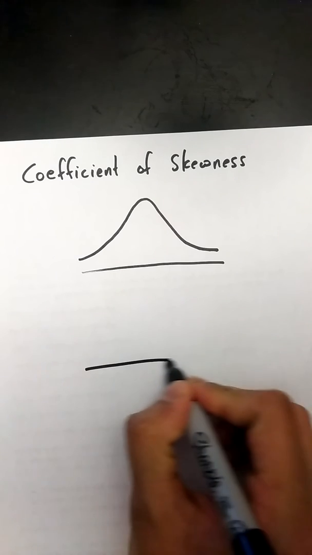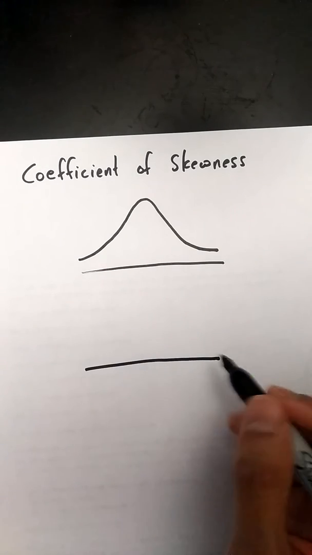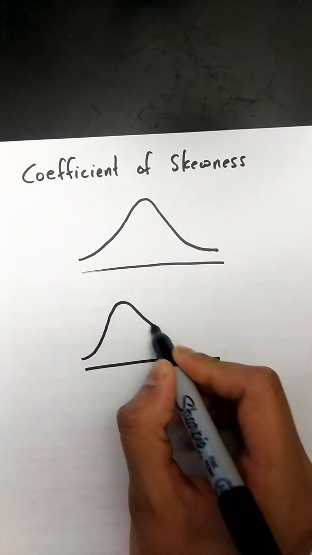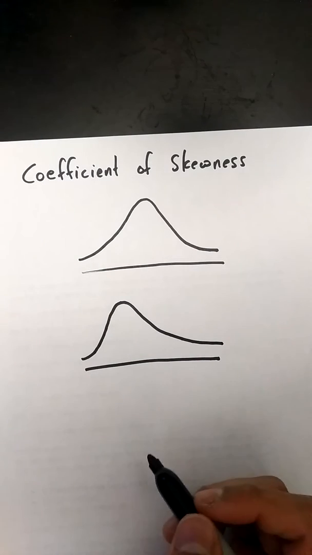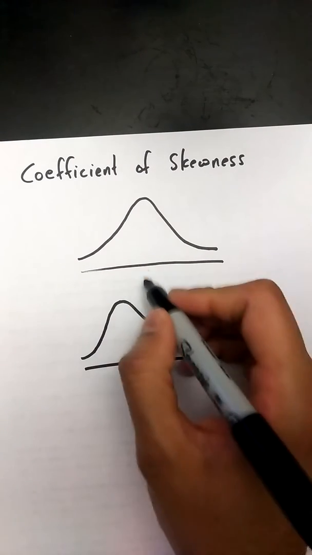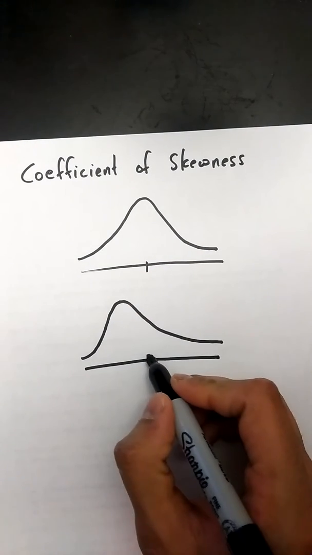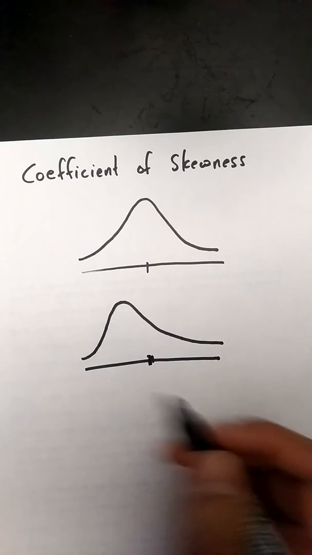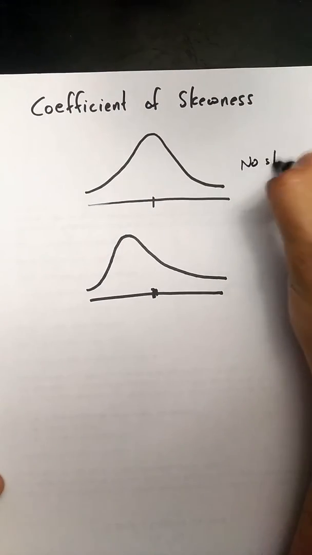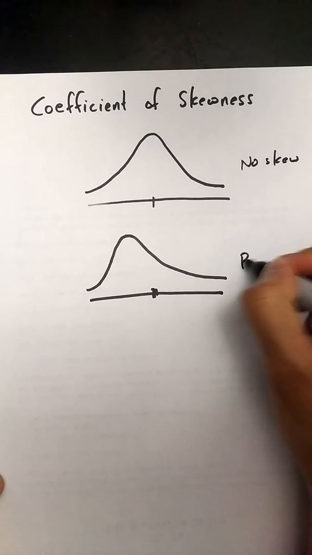You could have a positively skewed graph. This just means that majority of the values are concentrated before the median or before the mean. In this case, your mean would be somewhere over there, maybe a bit low. So that's no skew. That's positive skew.